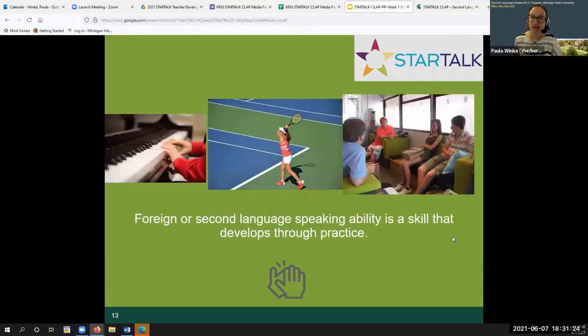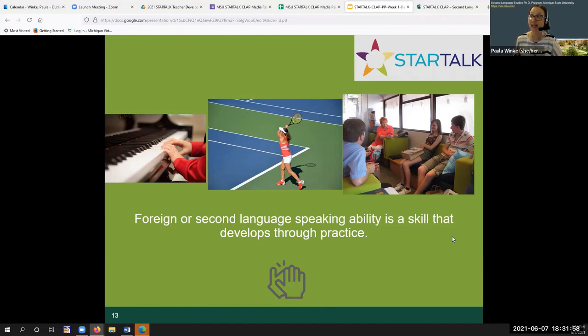So this is our theory. Foreign or second language speaking ability is a skill that develops through practice. So we feel that it is very akin to learning how to play the piano and becoming proficient in the piano, or something like learning how to play tennis. Of course, in speaking, there are many other skill areas: social dynamics, pragmatics, sociocultural competence, all of these things that are also part of foreign language speaking ability. But all of these things happen through practice.